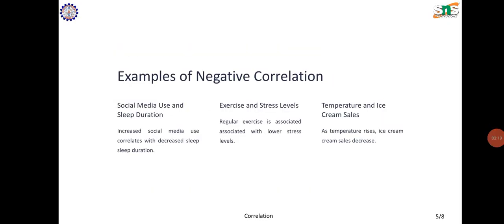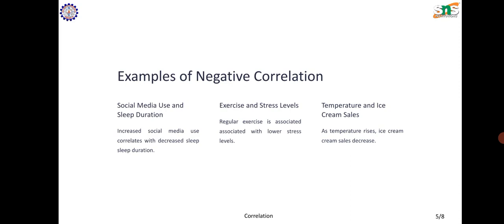Example of negative correlation: social media use and sleep duration. If we are considering students, the youngsters, most of the time we go through social media. So the more we expose ourselves to social media, our sleep time is going down. So this is called negative correlation.